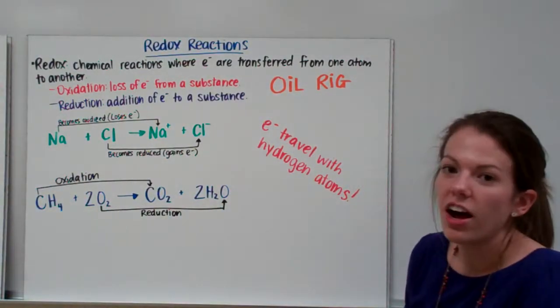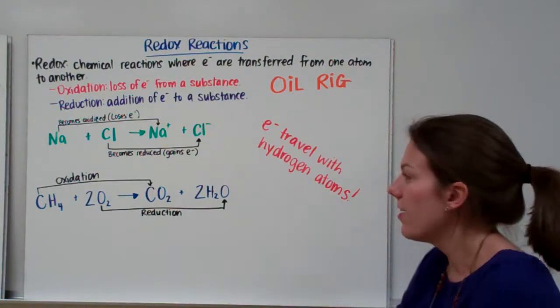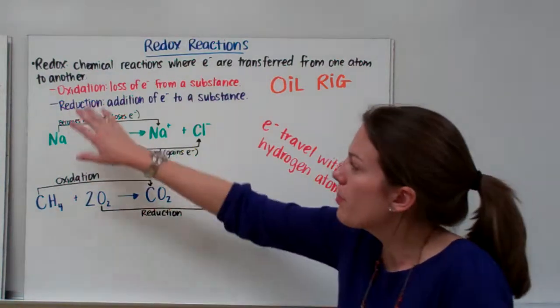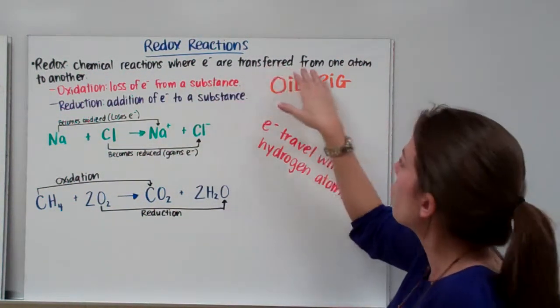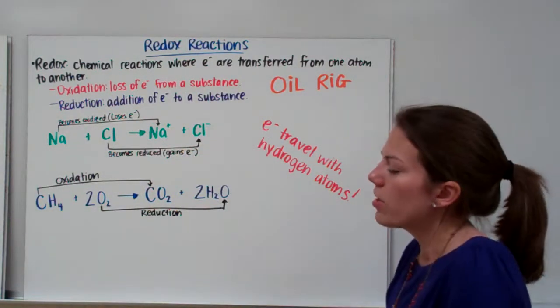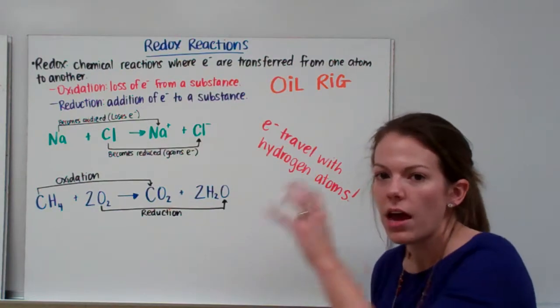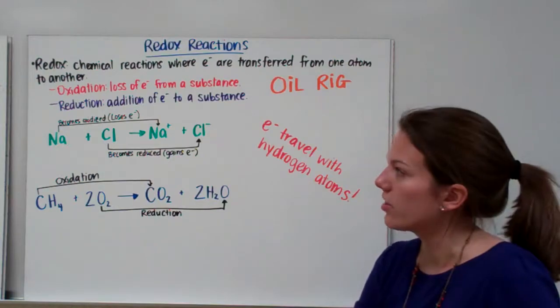Now let's discuss redox reactions. Redox reactions should be a review from chemistry. If not, pay close attention to this slide. If you'll remember, redox is a chemical reaction where electrons are transferred from one atom to another. So one atom is losing the electrons and the other atom is gaining electrons.